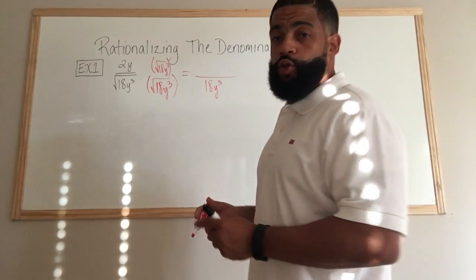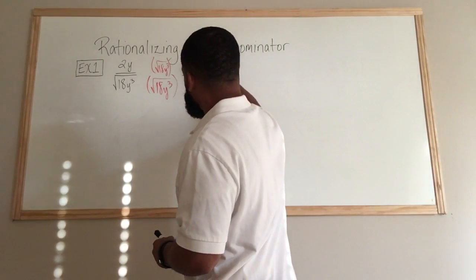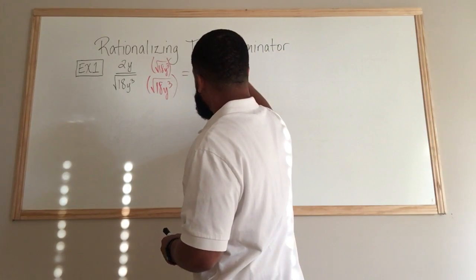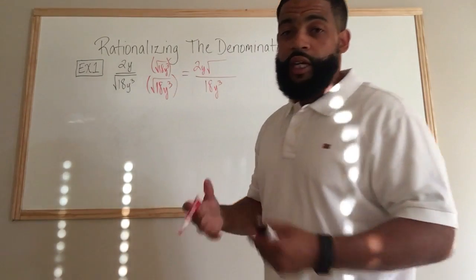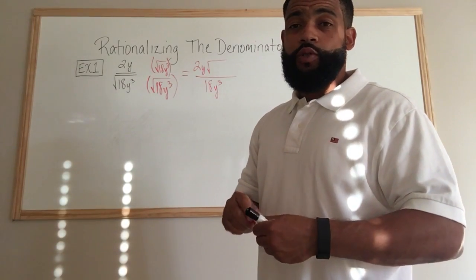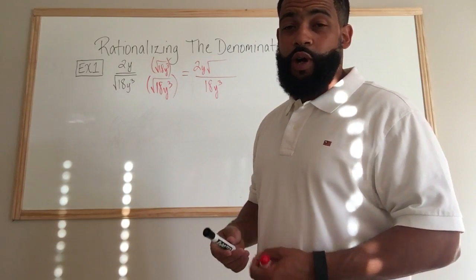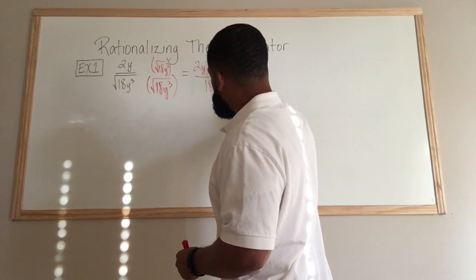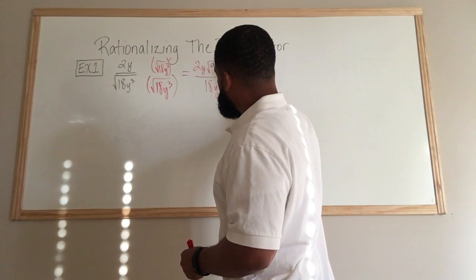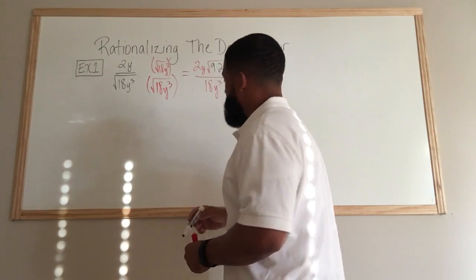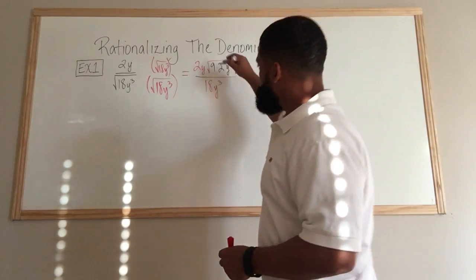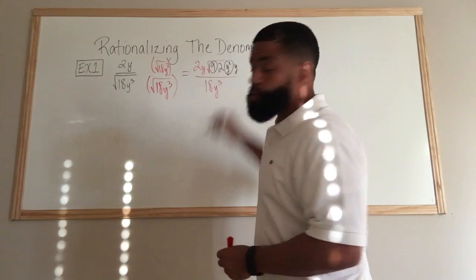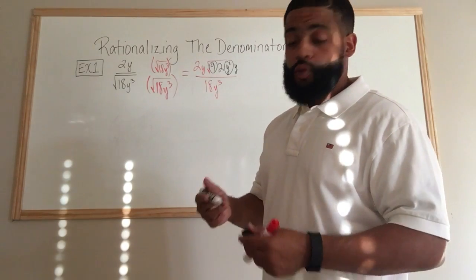In the numerator, we're going to have 2y times the square root of 18y cubed. Now I'm going to go ahead and break down the square root of 18y cubed because we have to simplify this. So this is 9 times 2 times y squared times y. Okay? Now I'm going to circle the 9 and the y squared because they're both perfect squares.